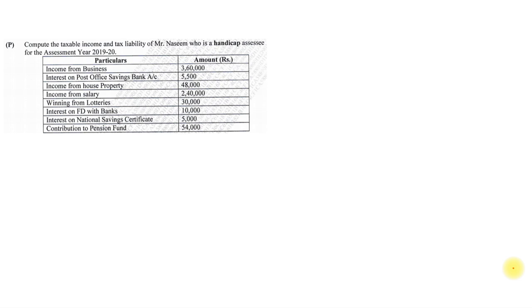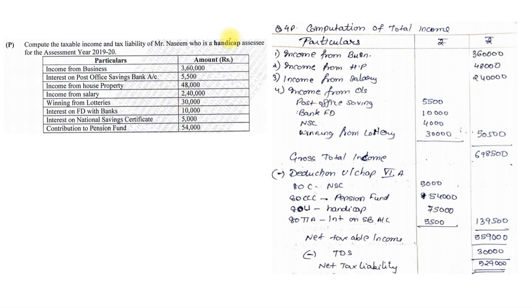Income from business, interest on post office savings account, income from house property, income from salary, winnings from lotteries, interest on FD, interest on NSC, contribution to pension fund. All these things are given to us. Let us see how to solve them one by one. First, income from business is 3 lakh 60,000, noted. Interest on post office account will come in other sources. Income from house property is given as 48,000. Income from salary is given as 2 lakh 40,000. So we have taken these three.